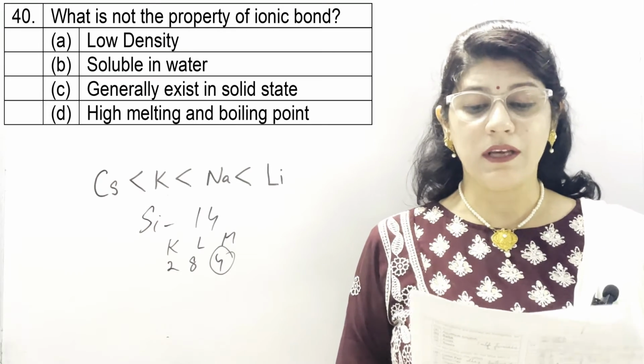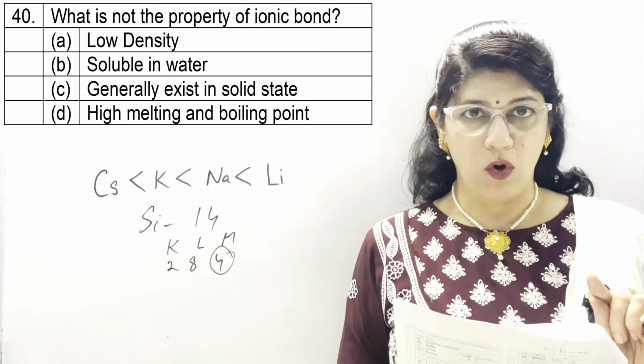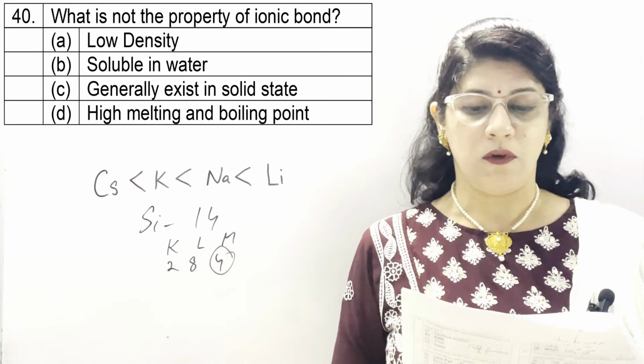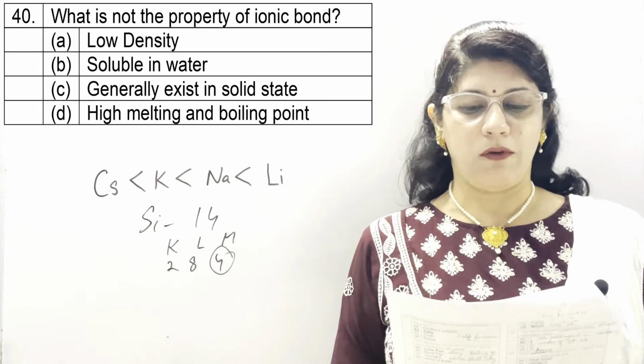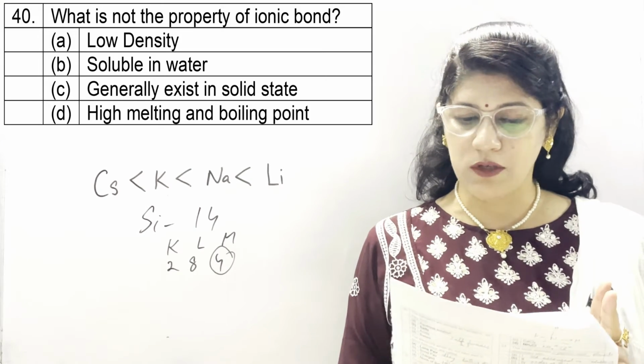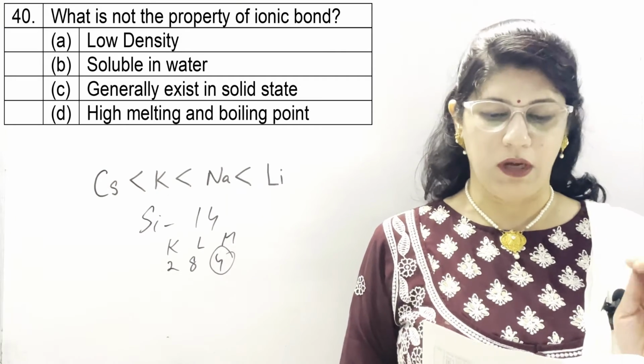Next question is, what is not the property of ionic bond? Here I request all of you to focus on the word not in the given MCQs always. So what is not the property of ionic bonds? Option A is low density, B is soluble in water, C is generally exist in solid state and D is high melting and boiling point.